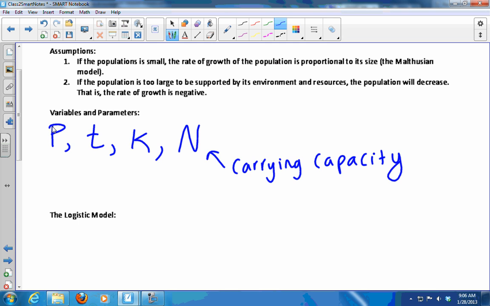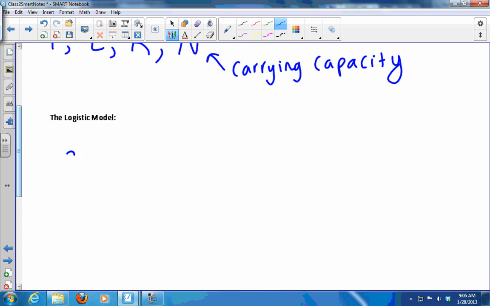So we're going to start with, it could be like a million rabbits is what we can support, yeah. So I'm going to start with the Malthusian model. Okay. So that's what happens when the population is small, right? This is how it grows. So I need to adjust this somehow.